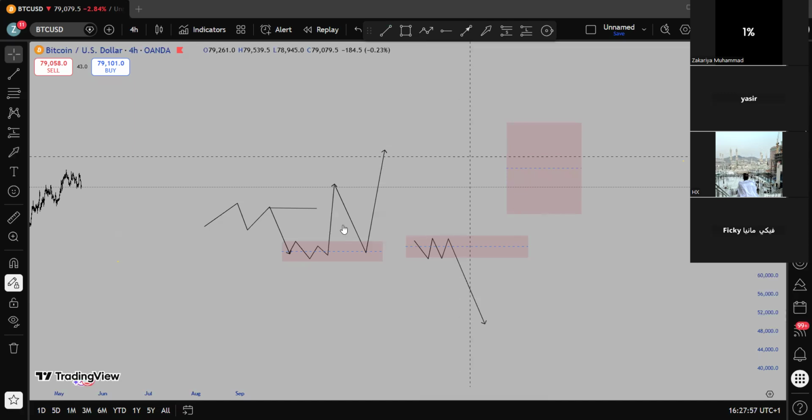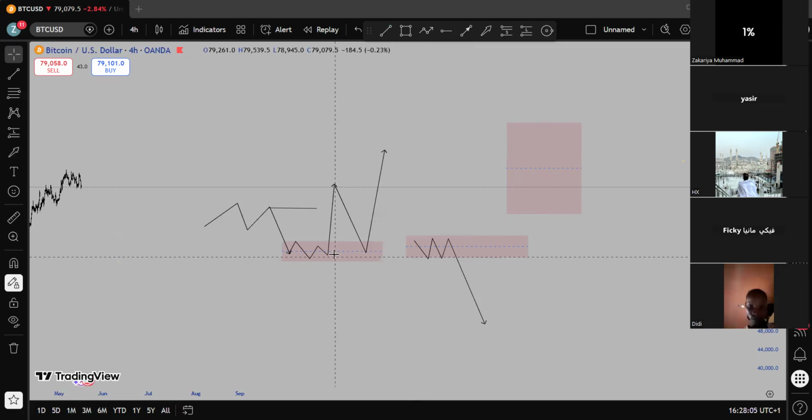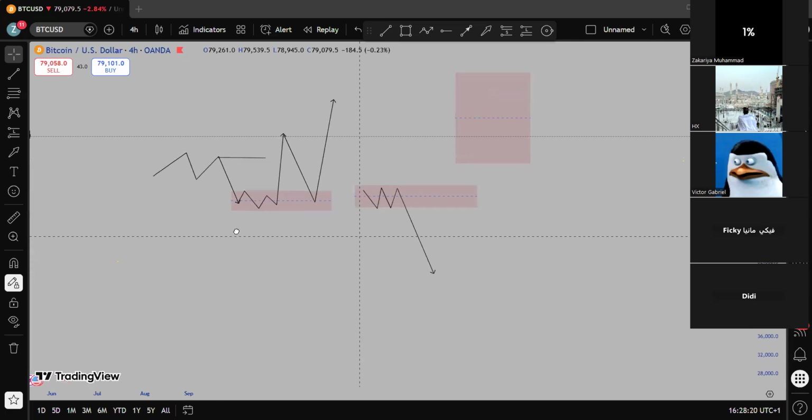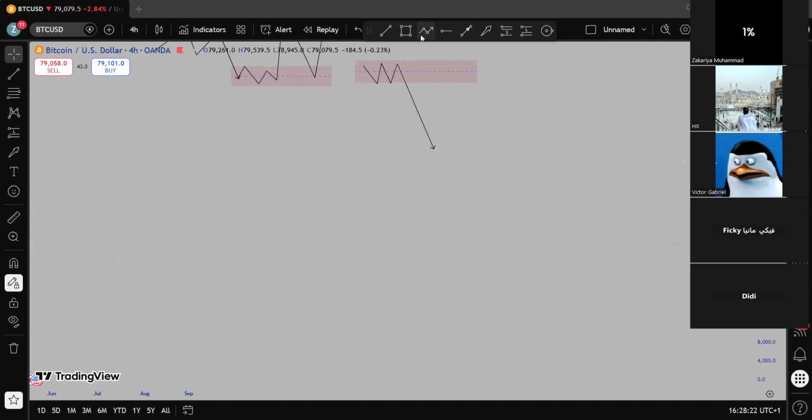So in this zone, there were a lot of institutional orders that caused this buy. Anytime the market returns to that zone, we expect the same thing to happen. Are you guys following? Yes, sir. So how do you mark an order block?